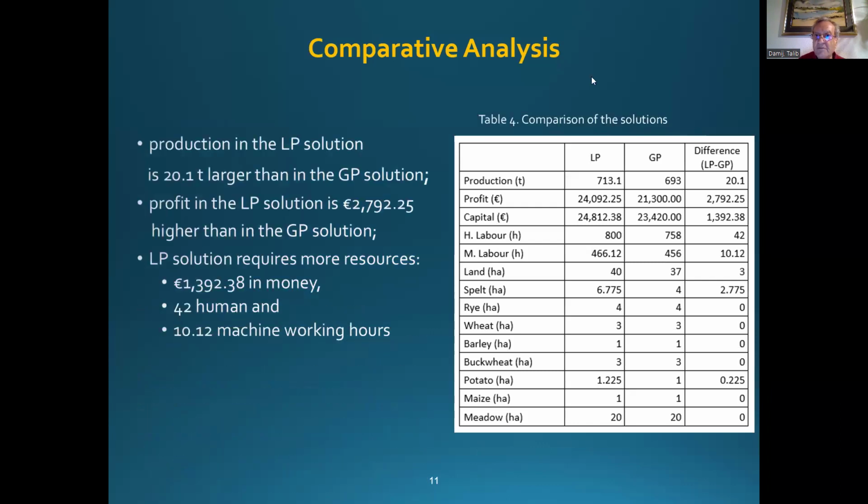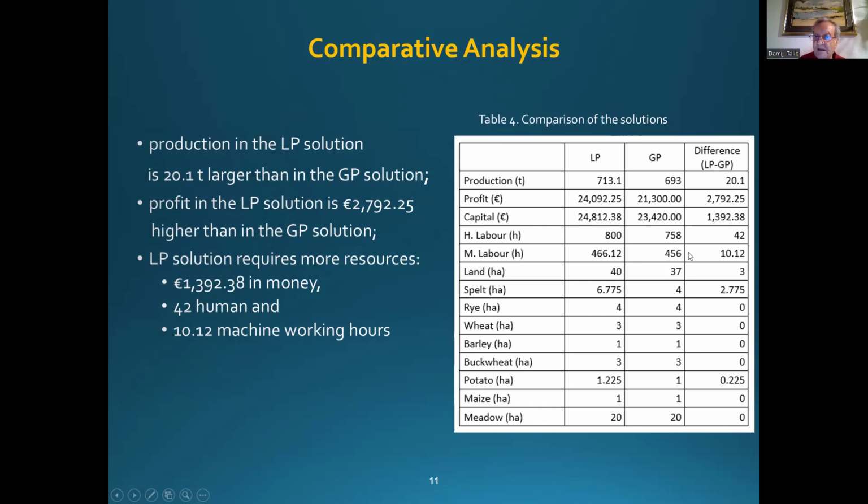At the end, we made a comparison between the two solutions. And as you see, the linear programming solution enables us to have more production by 20 tons and more profit by 2,792 euros, but it needs more expenses than the goal programming by 1,392 euros.